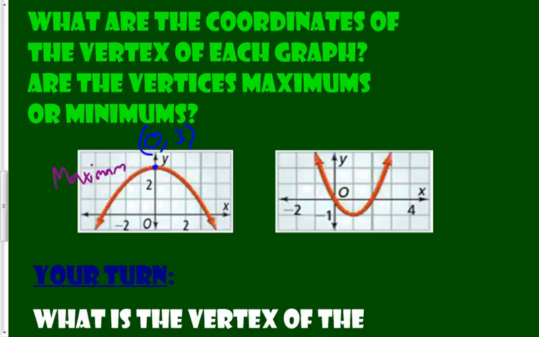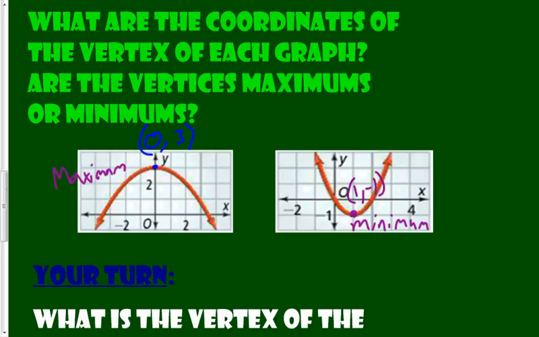Meaning it's opening up downwards, so the number in front of the x squared is actually going to be a negative. Here we have a minimum, it's the bottom of it, so it's a minimum vertex, and the point there would be 1, negative 1.